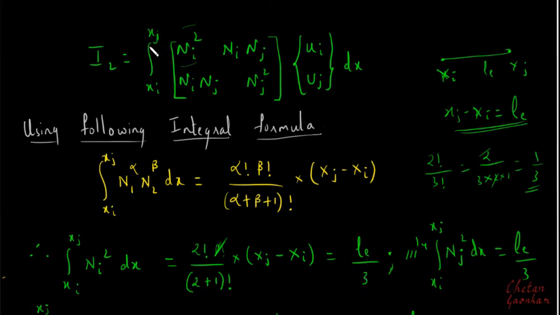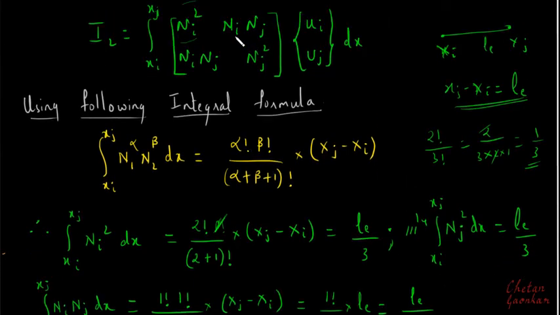Similarly, if I integrate this term, it is nj square, so the procedure will be exactly the same. Only thing is here in place of alpha we'll have beta as 2, alpha will be 0, so 0 factorial will be again 1. So again we'll get the same thing, 2 factorial by 3 factorial, and it will be xj minus xi. So even this term will give me le by 3.